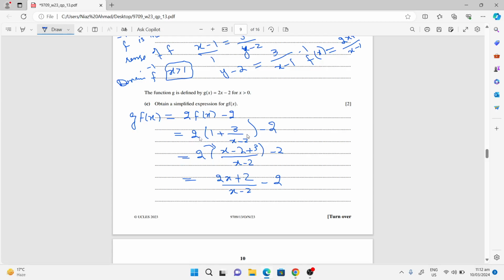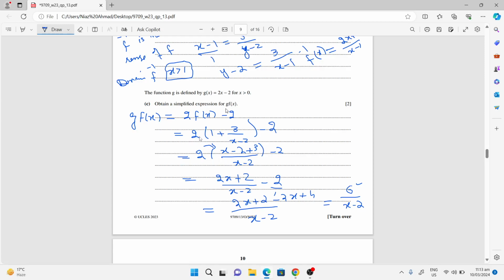So now the final expression would be, it's over 1. Just take the LCM over here, so it's your x minus 2, and that's equal to 2x plus 2 minus 2x, and it would be plus 4. So the final expression would be 2x cancels 2x, it's 6 over x minus 2. This is your final expression, or simplified expression, for g of f of x.